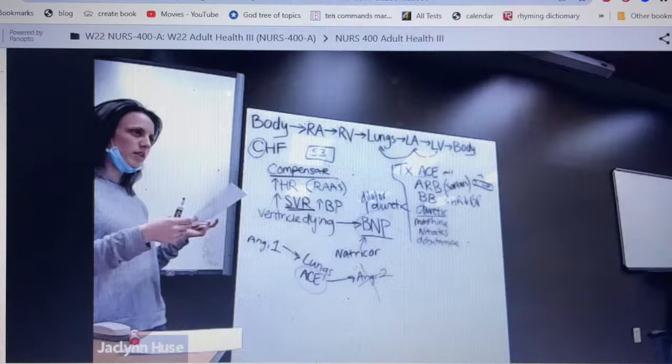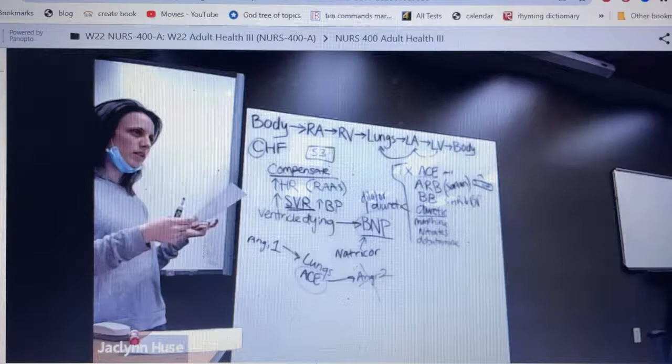Most of what we've been talking about has been left-sided, because left backs up into the lungs. Now you can have right-sided heart failure, and it will go this way. So you won't really have lung issues, because that's going forward. The congestion always prevents it from going forward, it just backs it up. So if the problem's in the right side, it just goes this way. So lungs won't really be an issue with right-sided heart failure.